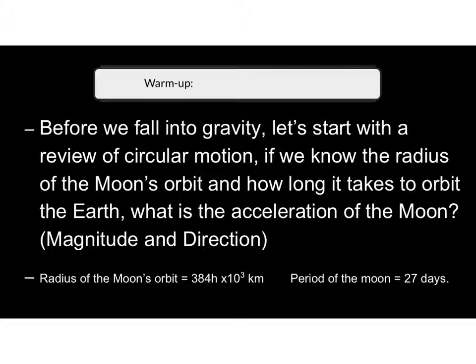So what Newton was doing is he was thinking about the moon's motion, and we know that the moon goes in a circle around the Earth. He knew the radius of the moon's orbit, which was about 384 times 10 to the third kilometers, and he knew the period of the moon, which is the time it takes for the moon to go around, about 27 days. With those two things and what we've talked about so far with circular motion, you should be able to calculate the velocity of the moon, and then by using that velocity, you should be able to get the acceleration of the moon as it goes around the Earth.